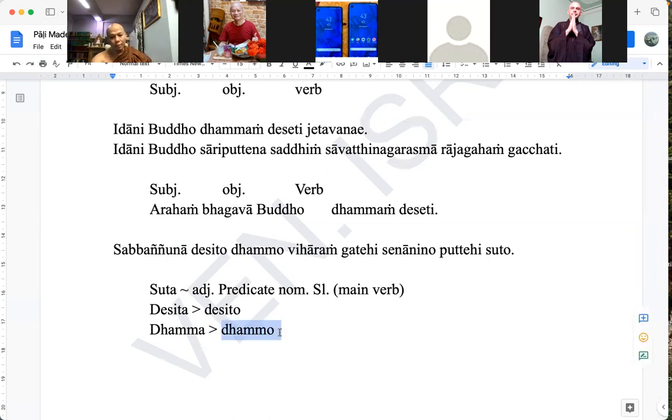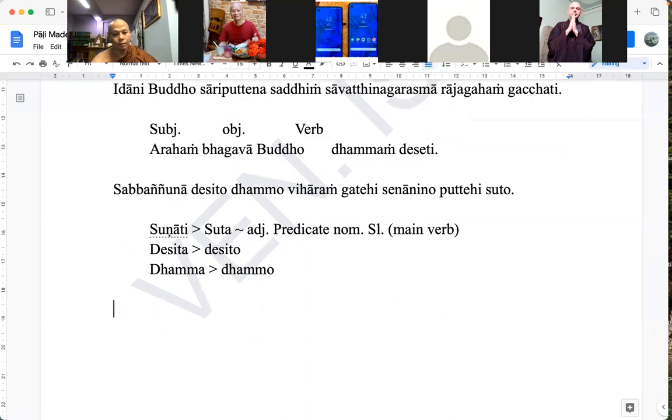So dhamma means the Dhamma. So suto is the past participle form of sunāti. Sunāti. So sunāti means to hear. So the past participle sutta is heard or listened. Heard or listened. So now the Dhamma is listened. Past participle as a verb: the Dhamma is listened. So now the past participle is used as a verb.